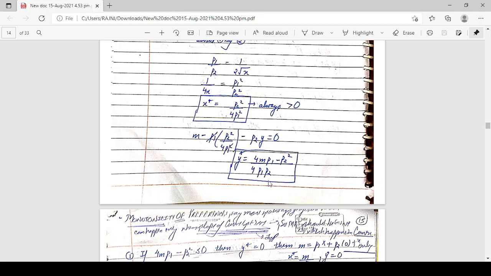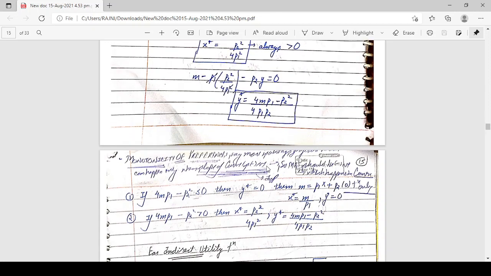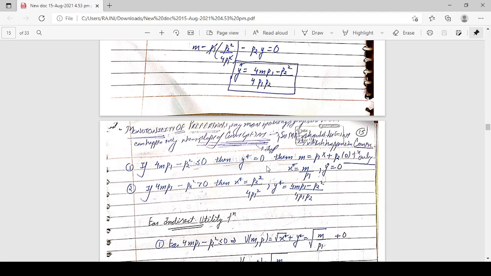So we can write that y star is greater than or equal to 0, depending upon the value of the numerator. If 4m p1 is greater than p2 square, then obviously y star will be positive, and the consumer will be demanding a positive quantity of both x and y. But if 4m p1 is less than p2 square, then the quantity that the consumer will demand of good y will be equal to 0, and the consumer will only be demanding good x.